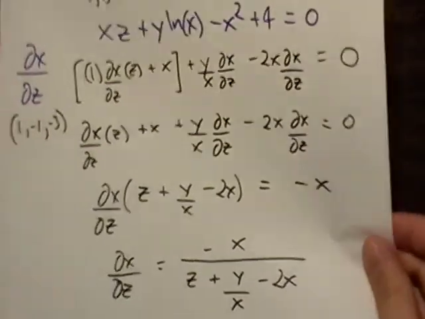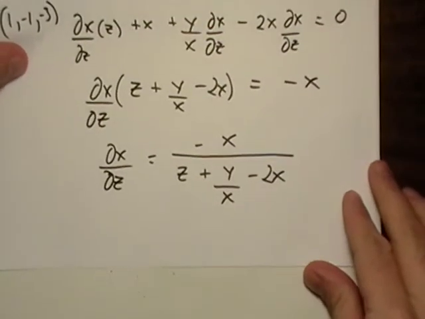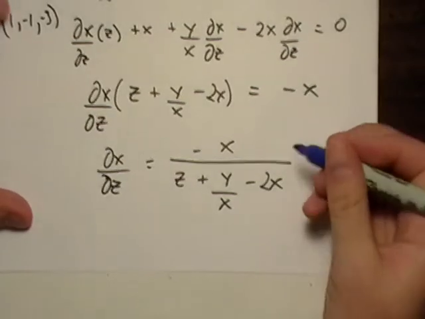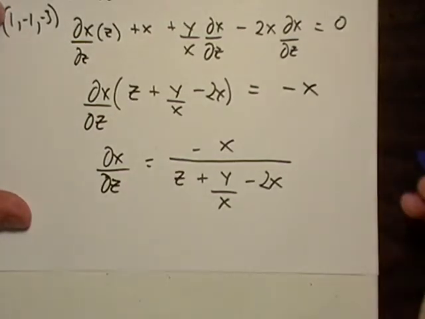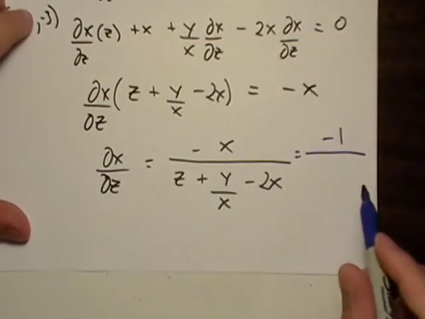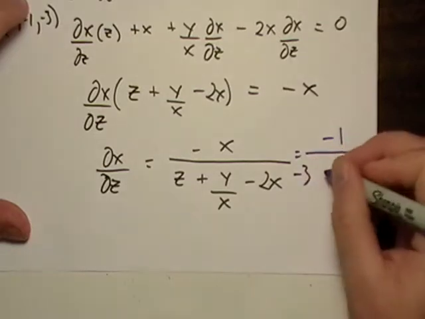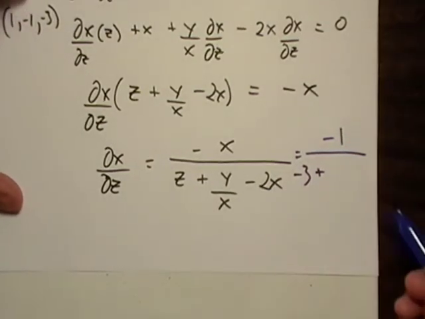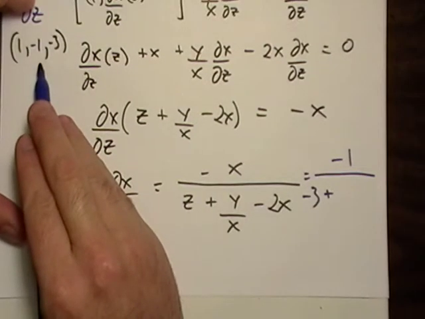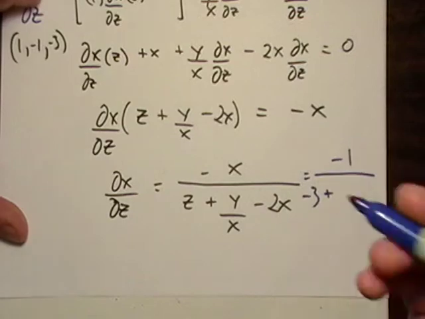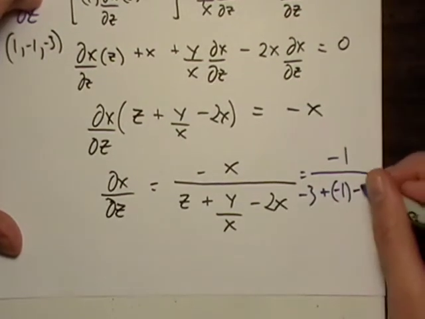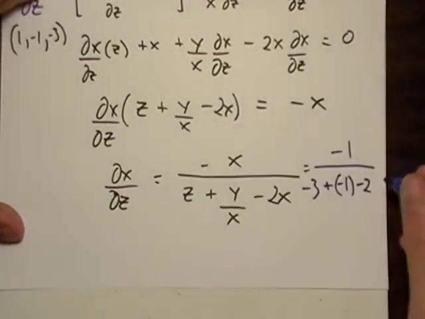Okay, so let's see if I can go ahead and evaluate this thing. x was equal to 1, so that's going to be negative 1. z is equal to negative 3 plus y over x. y is right here, so that is negative 1 over 1, which is just negative 1. Minus 2x, and x is just 1.